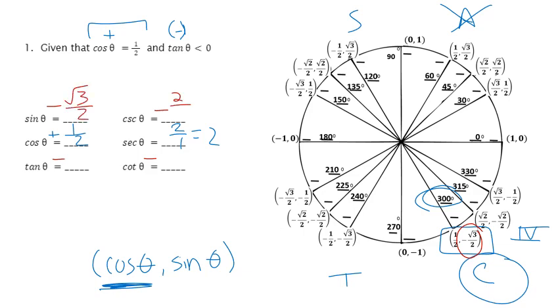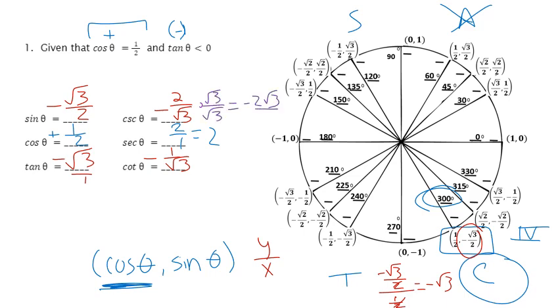Cosecant will be the reciprocal, and we'll rationalize at the end. And then tangent is going to be y over x, so -√3/2 over 1/2, so -√3. And then this will be the reciprocal. We can then rationalize at the very end. And then those would be your final answers.